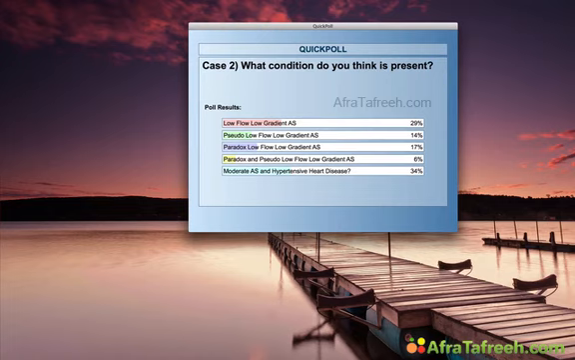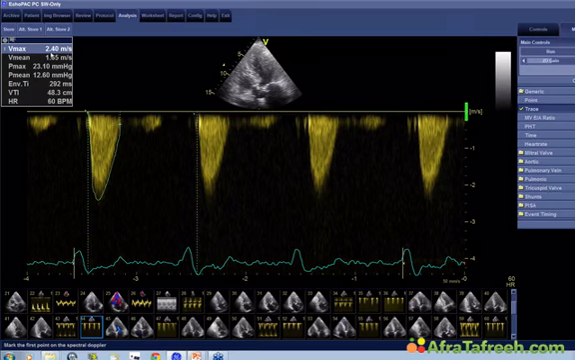Now, if you look at the absolute velocities here, you will see that the velocities are not very high. Usually, to have severe aortic stenosis in the setting of low flow, low gradient aortic stenosis, you would have to have velocities of at least 3 meters per second. So it's kind of unusual to have any of the conditions, pseudo low flow or low flow, low gradient aortic stenosis in this setting.